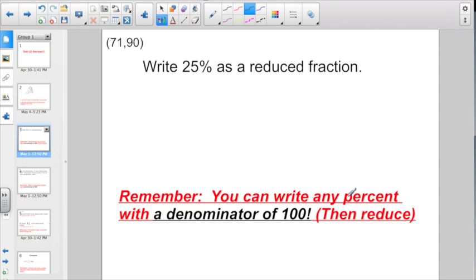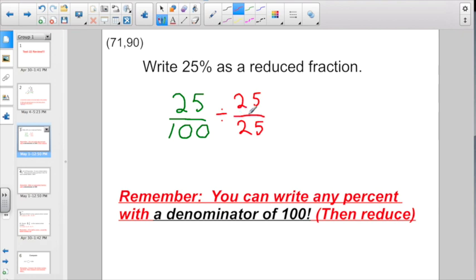Here we have one, right, 25% as a reduced fraction. And remember, you can write any percent with the denominator of 100 and then go ahead and reduce. So if I want to write 25% as a fraction to start off with, all I need is 25 over 100. Then I want to start reducing. What's the largest number I could divide into both 25 and 100? A lot of times, kids will kind of miss it, and it's okay as long as you remember to keep dividing. The greatest number you could divide into both actually would be 25.